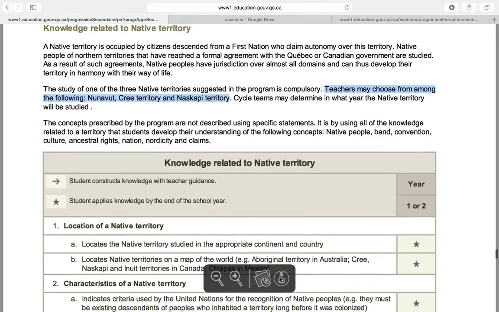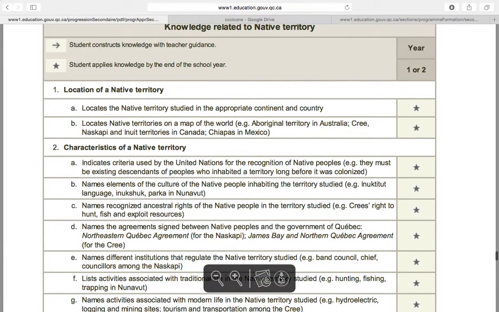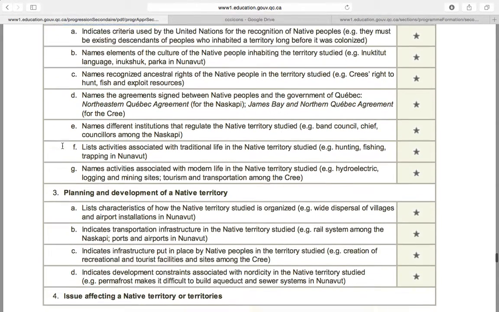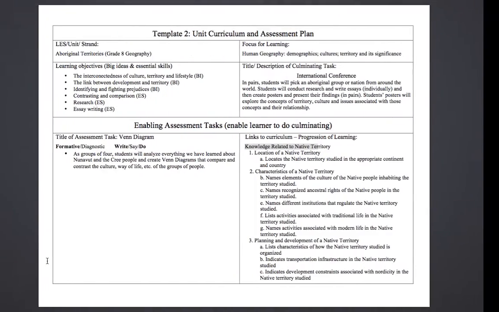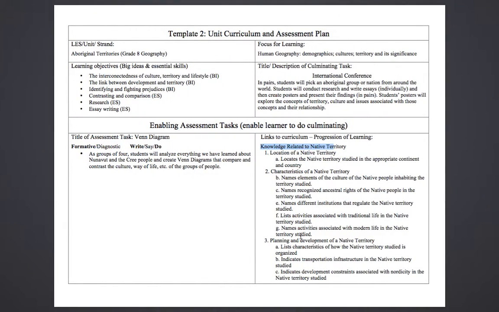So these are the 4 characteristics or aspects that must be covered: location of a native territory, characteristics of a native territory, planning and development of a native territory, and issues affecting a native territory. So all of these four are going to be covered throughout the enablings, and that's made clear in the templates, and you'll be able to look more into that as you read through it.